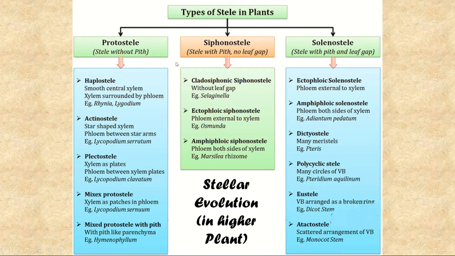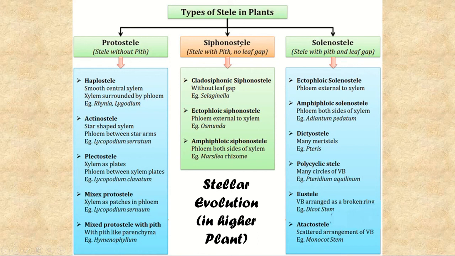Then the siphonostele, and normally siphonostele has two types, right? Ectophloic siphonostele and amphiphloic siphonostele, right? So this is only one term of difference. Here phloem is present only on the external part, so the xylem is surrounded by phloem, and amphiphloic siphonostele has two rings of phloem, on both sides, the outer side and the inner side, right?